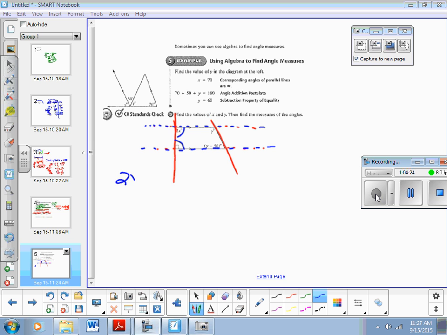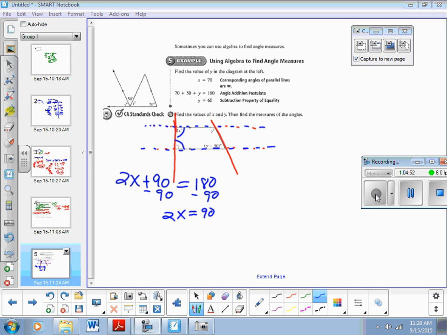So that means 2x plus that other 90 have to add up to 180. You notice when I take away the 90 from both sides, I just get 2x is equal to 90. Now, if one of them's 90 and they're same side interior angles and the lines are parallel, which we identified, they have to add up to 180. One of them's 90, the other one has to be 90 because 90 plus 90 is 180.